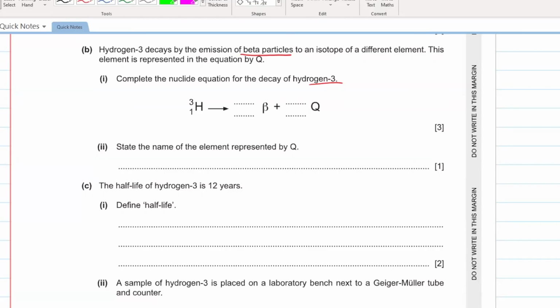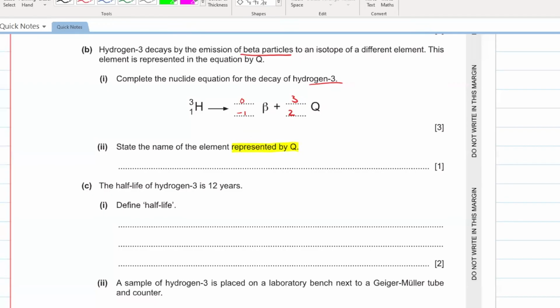Now, please apply some logic here. The symbol of a beta particle is what? Negative 1, 0. Whenever beta particle decays, your mass number remains unchanged. This 3 will remain 3. Your proton number increases by 1. 1 plus 1 will become 2. This is your configuration of Q. Simple as that. State the name of the element represented by Q.